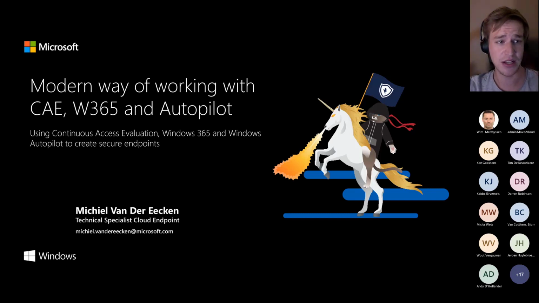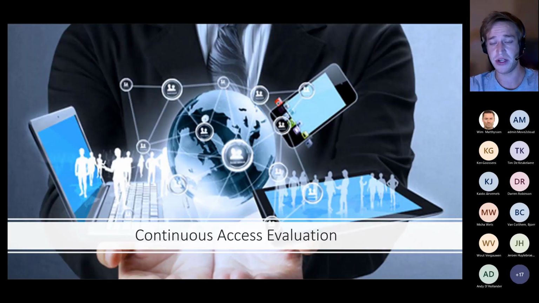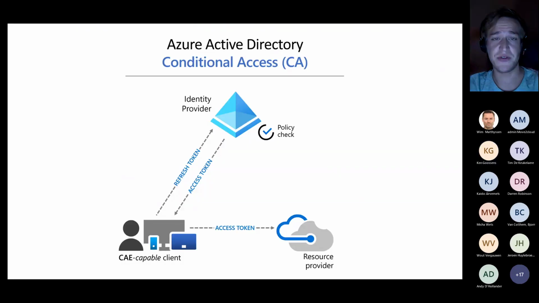But first off, let's start off with continuous access evaluation. Continuous access evaluation is, well, it's not new anymore, but I think it's recently got out of preview. It's a layer or an extra option added to conditional access. And why did we add this extra feature to conditional access? Well, let's first see how conditional access works. And I think everybody knows this way of working.